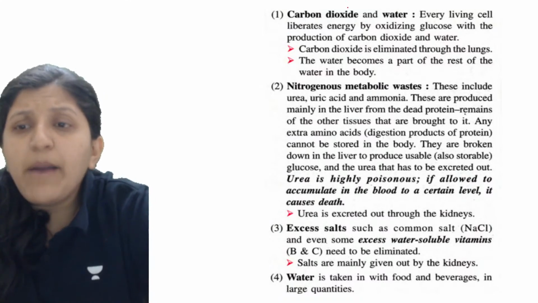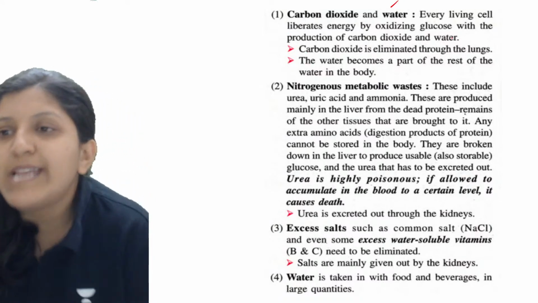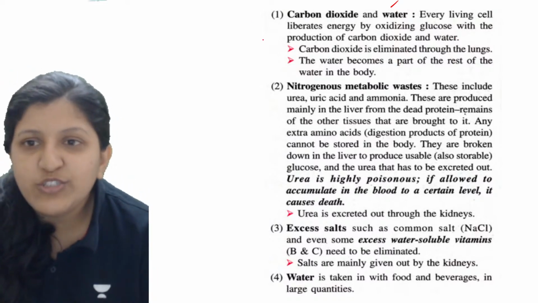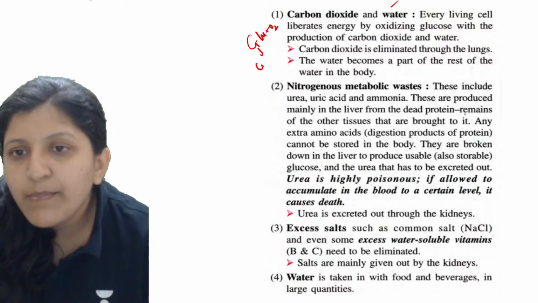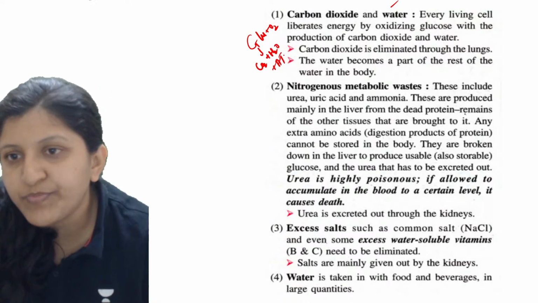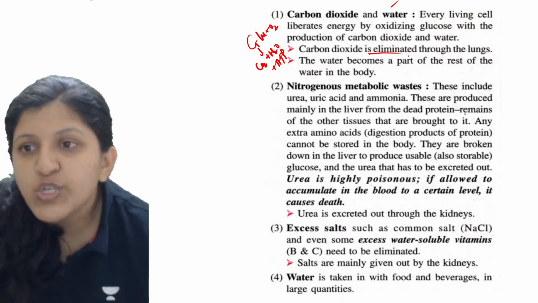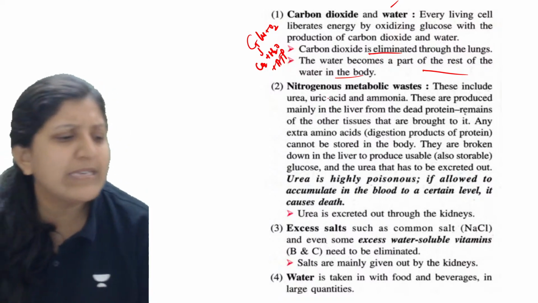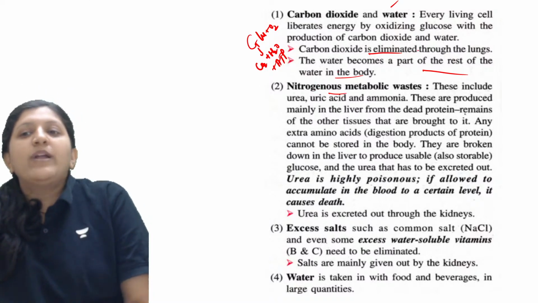Okay, so now carbon dioxide and water. Every living cell liberates energy by oxidizing glucose. That is cellular respiration. So glucose gets oxidized to release carbon dioxide, water, and energy. Carbon dioxide is eliminated through the lungs. Water becomes part of the rest of the water in the body, or it also goes out as water vapor. Then there are nitrogenous metabolic wastes.